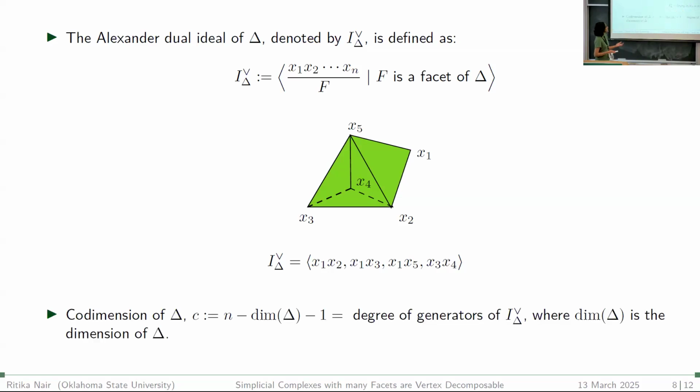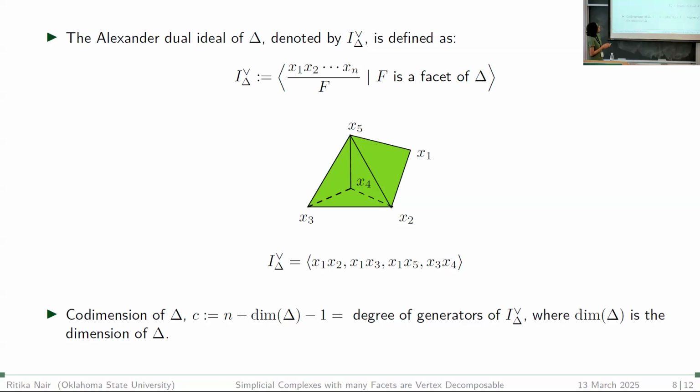From there, we can observe that whatever the codimension of this pure complex is, that's actually going to be the degree of the generators of this Alexander dual ideal to begin with. So in this particular example, we are getting an ideal which is equigenerated. They are all generated in a single degree, and it's generated in degree 2 for this example.